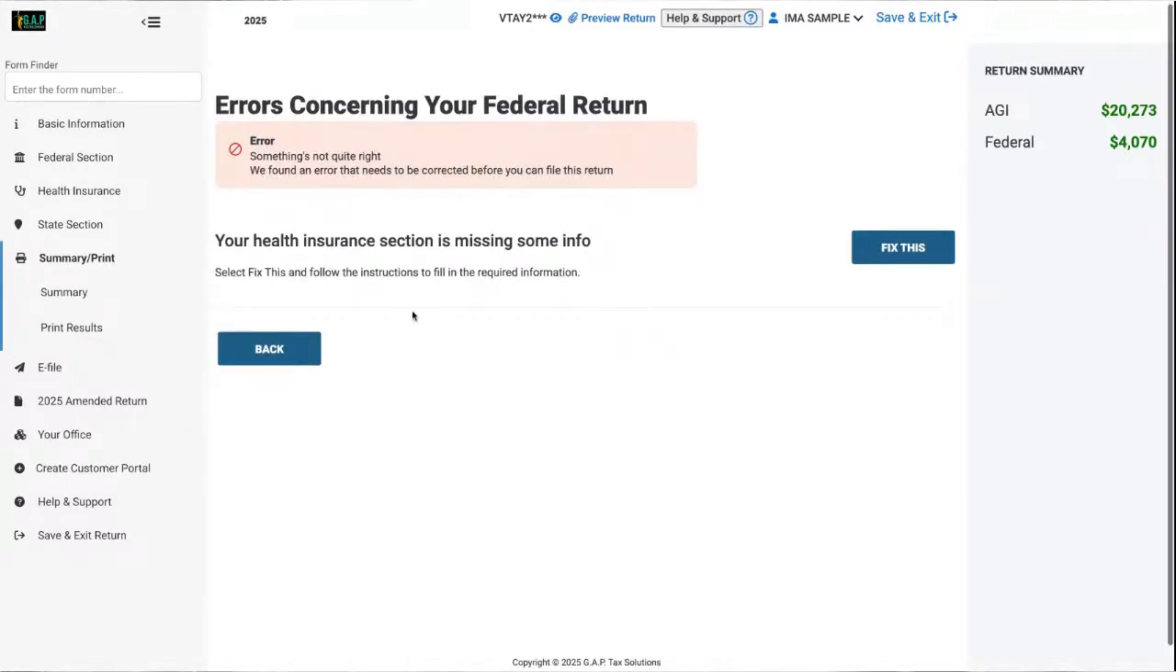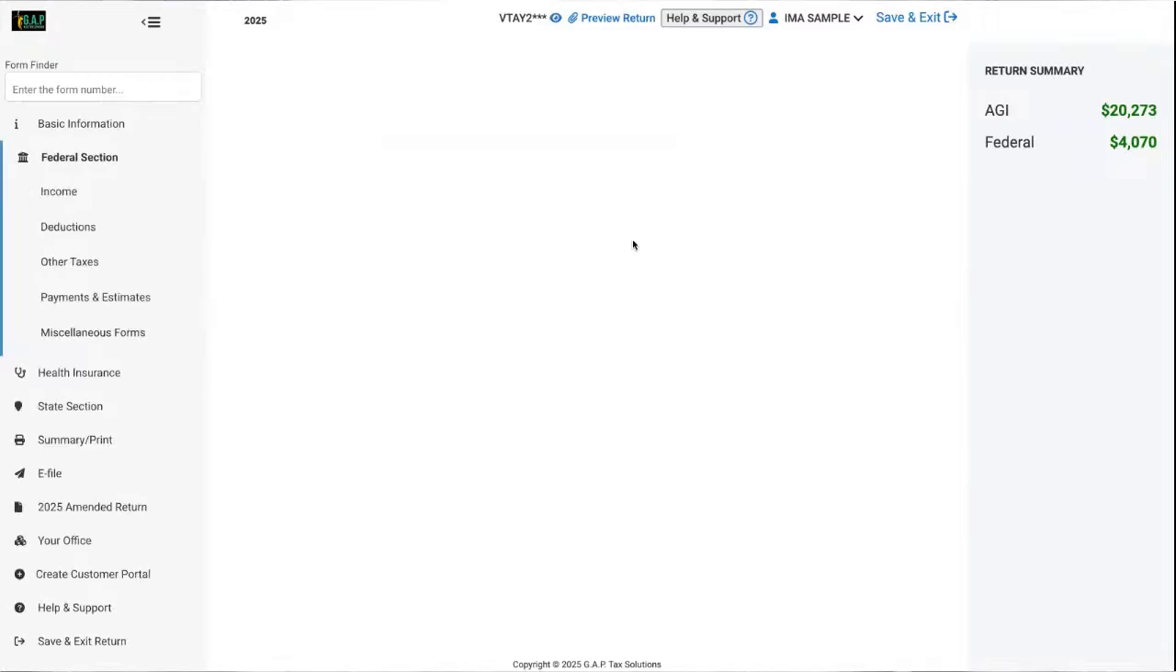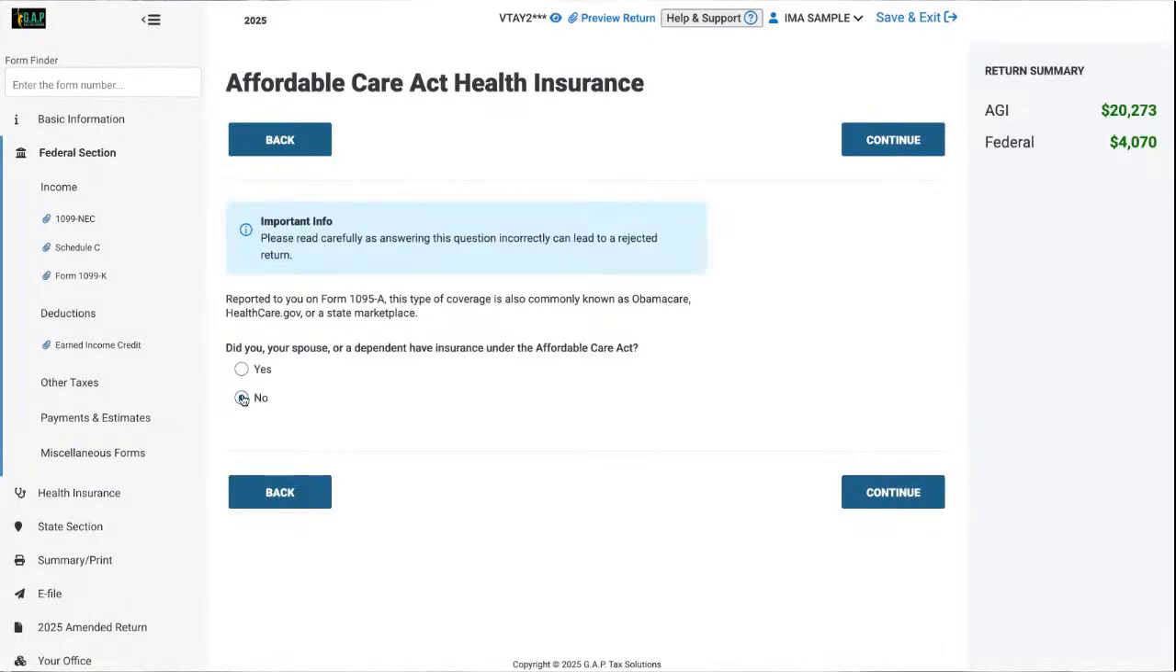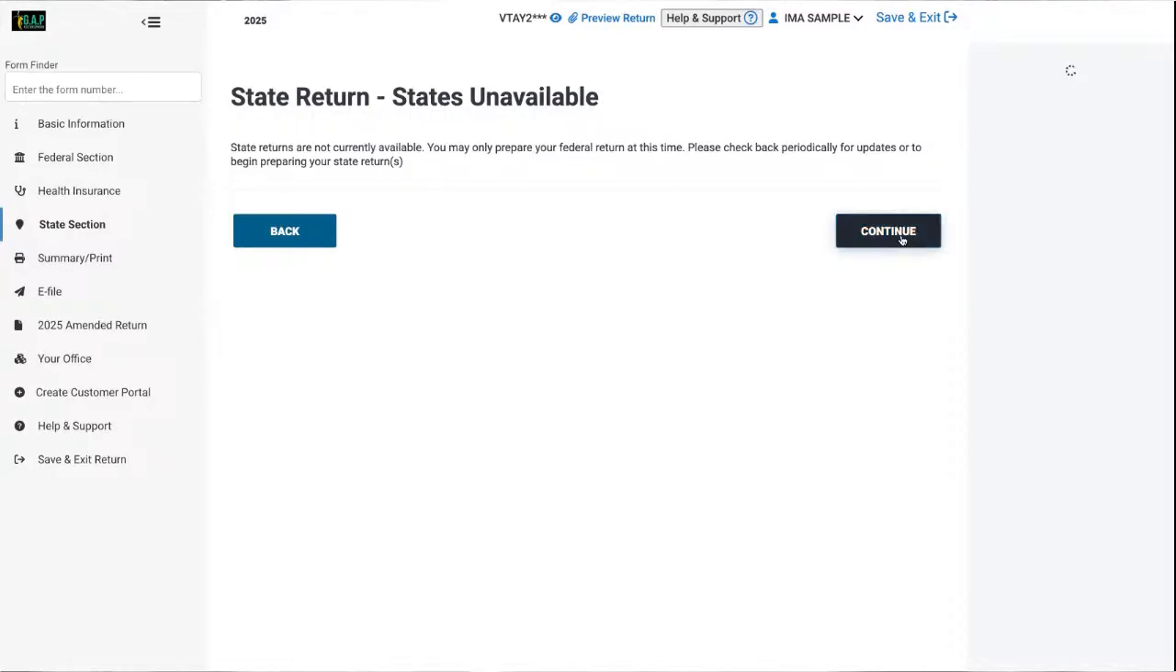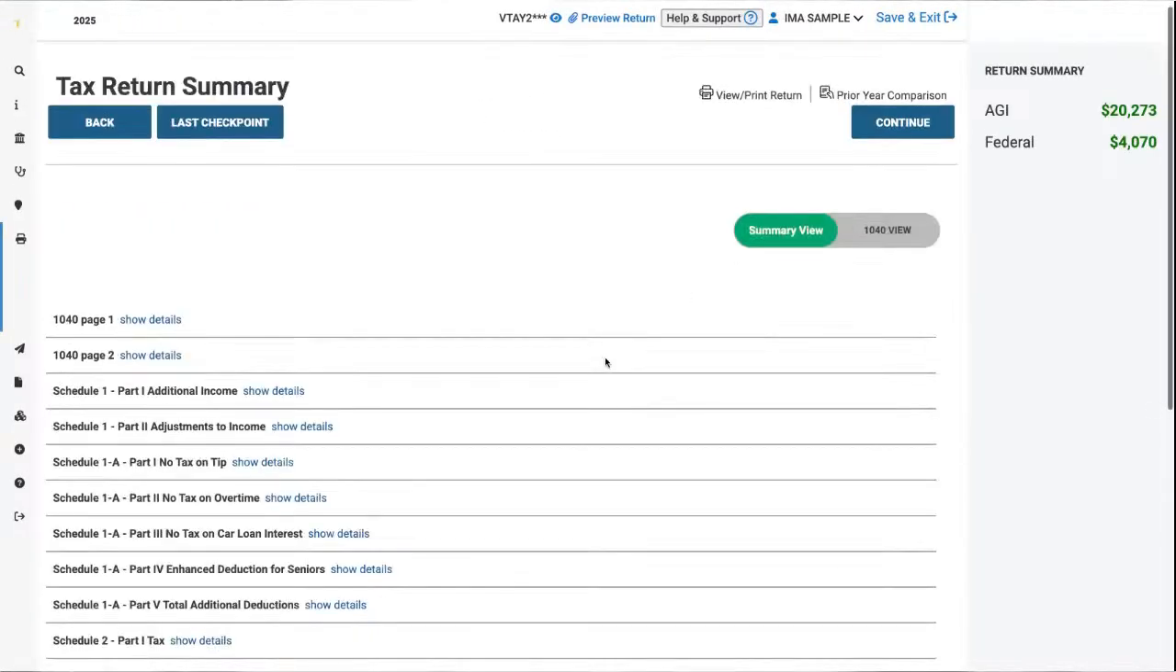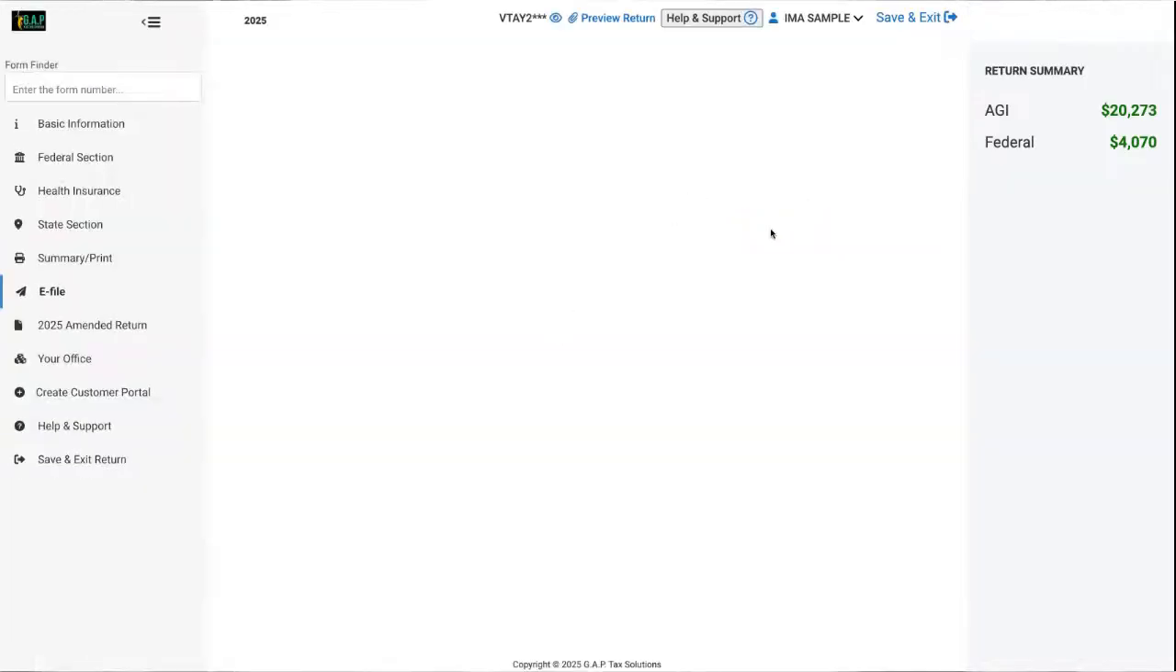So I'm going to go ahead and go here. Let's just assume that she did have health insurance, that they had no health insurance information. They don't got nothing through the marketplace, none of that stuff, which you all know how to do. State return, okay, they're not even allowing us to do those yet. So now we go here, we just keep hitting continue till we get to the very end.